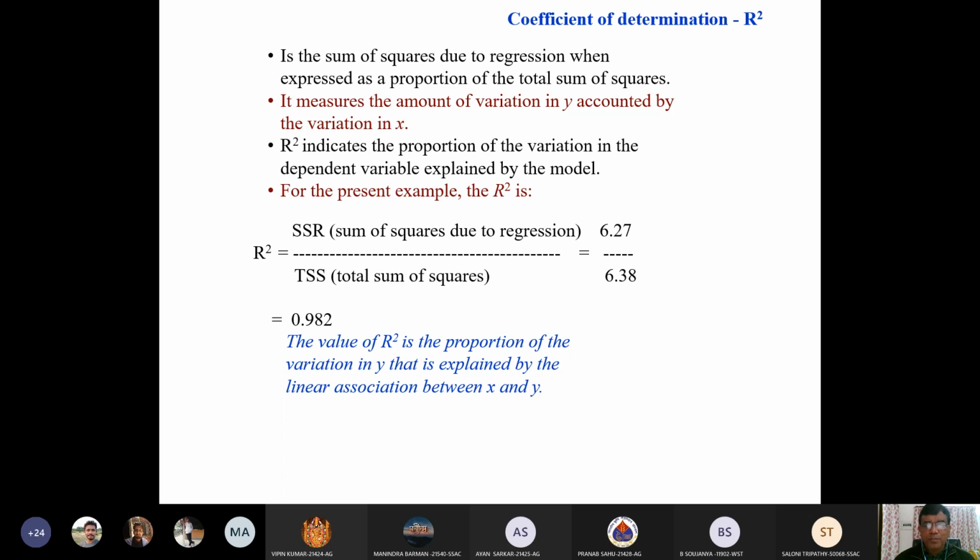The value of R square is the proportion of the variation in y that is explained by the linear association between x and y. Many times you will be asked in your interviews or examinations what the difference between r and R square is. By now I think you understand: the correlation coefficient tells us the strength of the relationship between two variables, and the coefficient of determination tells us the proportion of the sum of squares occupied by regression in comparison to the total sum of squares. So there are many ways to express the coefficient of determination.